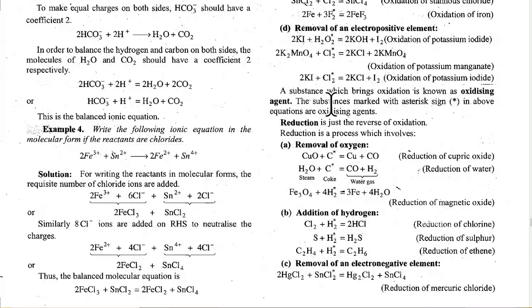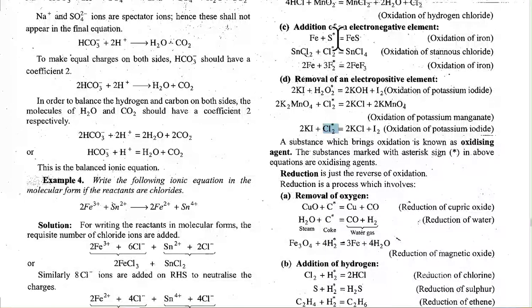Now it is a very important definition, students, please remember: a substance which brings oxidation is known as oxidizing agent. The substance marked with asterisk sign here, this is the oxidizing agent, because due to this oxidation of KI is taking place. If you remove Cl2, the oxidation of KI into iodine will not take place. So here Cl2 is called oxidizing agent, meaning the substance or the reactant which causes oxidation of another substance. So due to this chlorine, oxidation of KI is taking place.